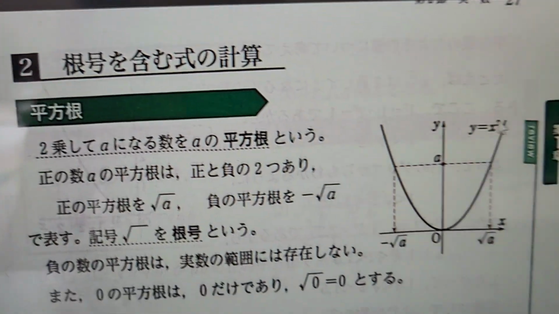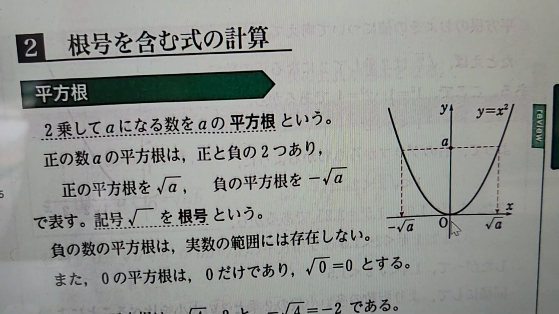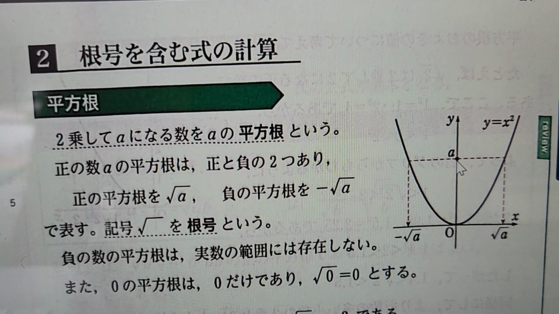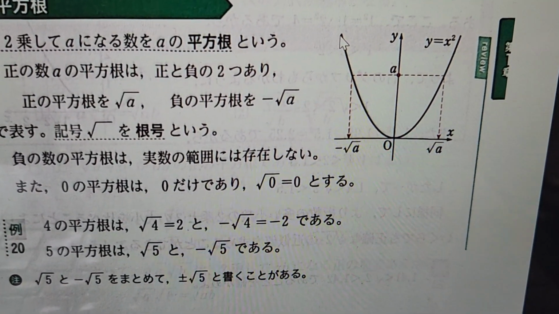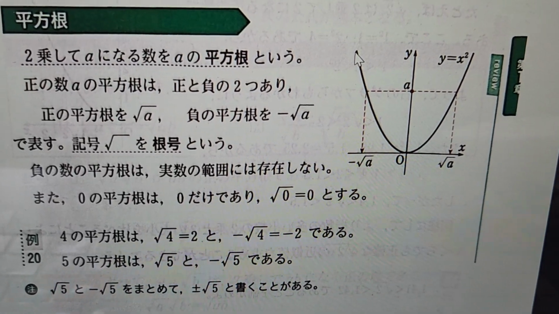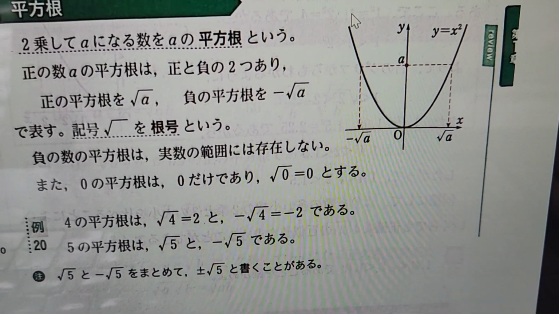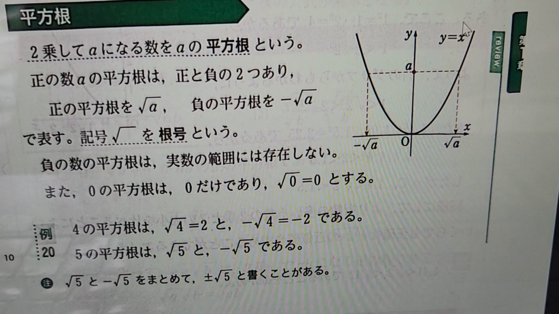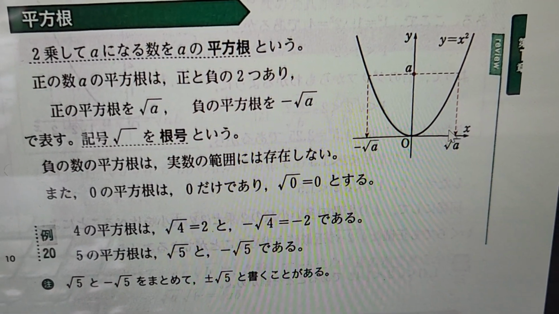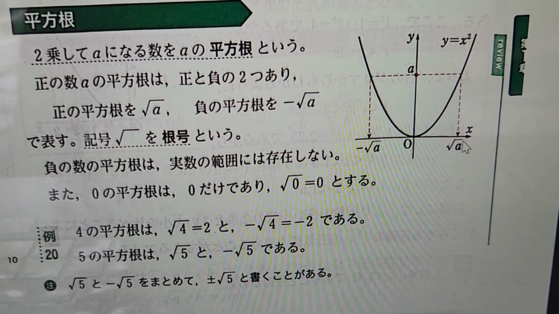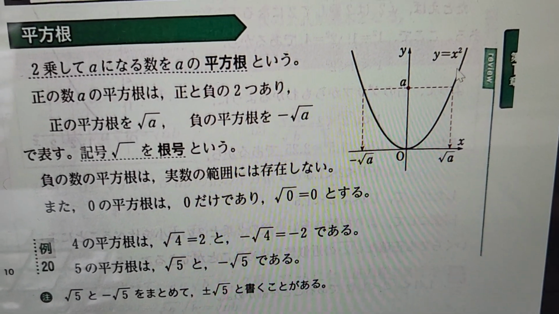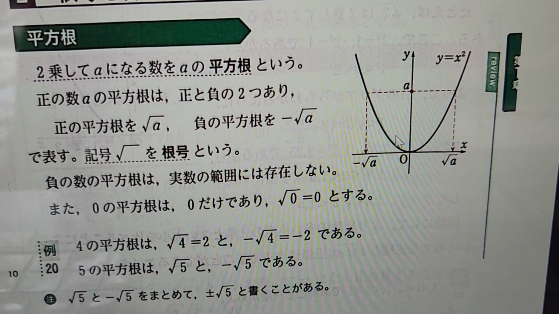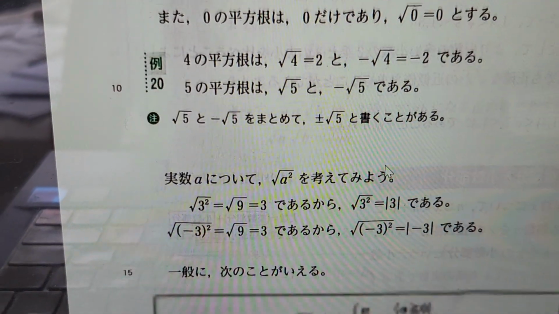Okay, before I proceed like this, if this is A, it will create this kind of picture, you know. When this is A, this is the root, the square root of A, this is the minus, it will create this kind of ellipse. Okay, continue again.